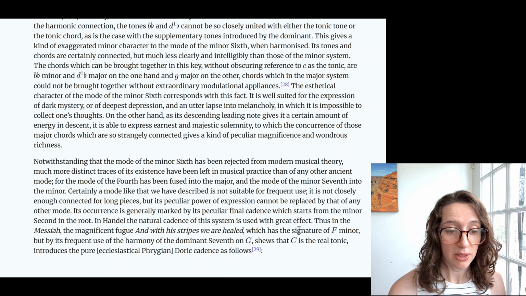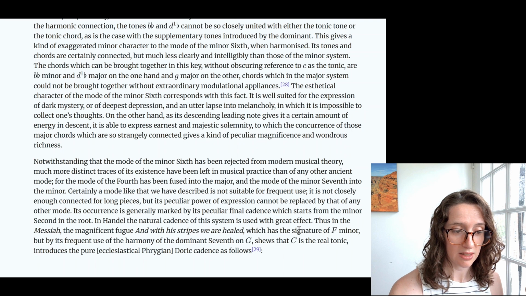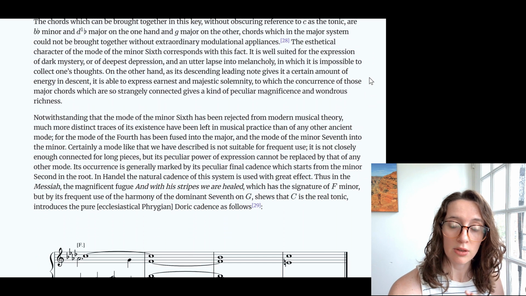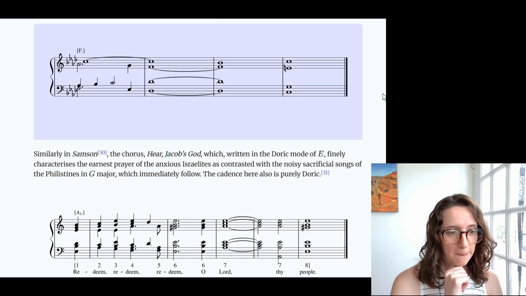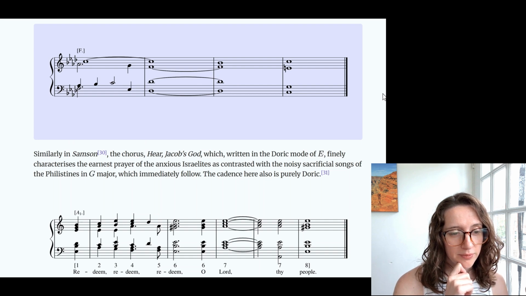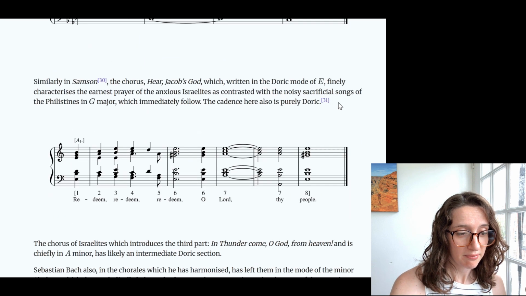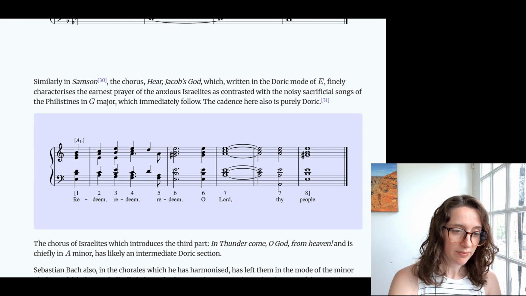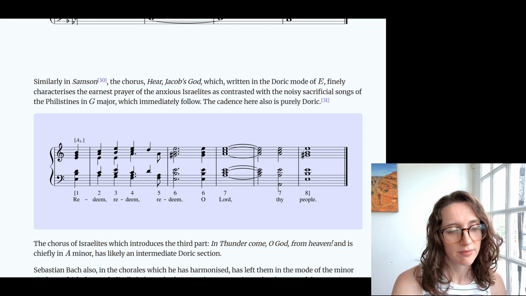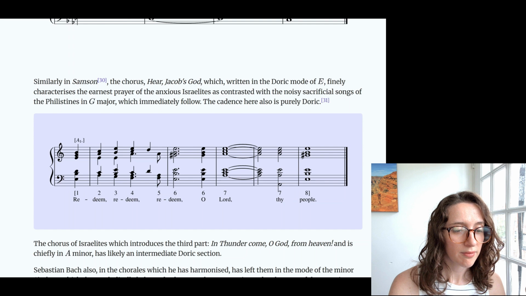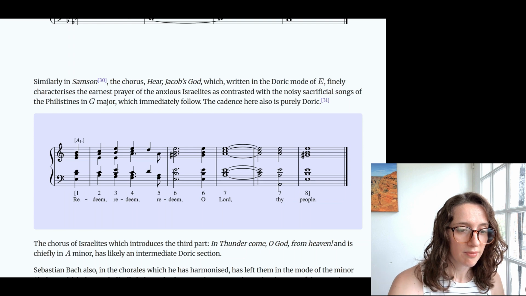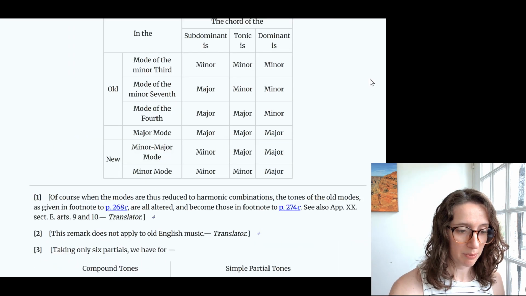It is not a mode typically used for a whole piece in 19th century music, but he does identify it in certain cadences. Here are two of Handel's. And that's where we wrap up this chapter.